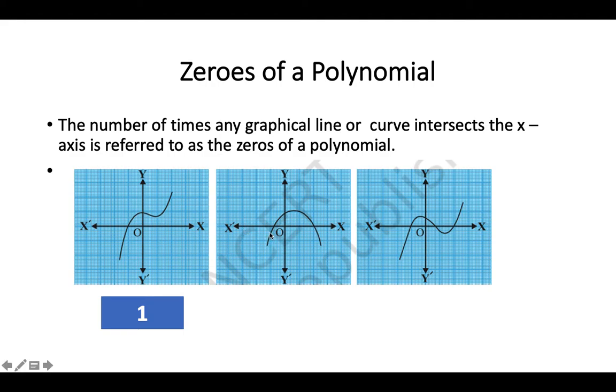Here you can see that the curve is intersecting at two places, one here and another one here. It means the number of zeros of this polynomial will be equal to 2. Similarly, for this third graph also, 1 here, 2 here, and a third one here. Therefore, the number of zeros of this graph will be equal to 3.